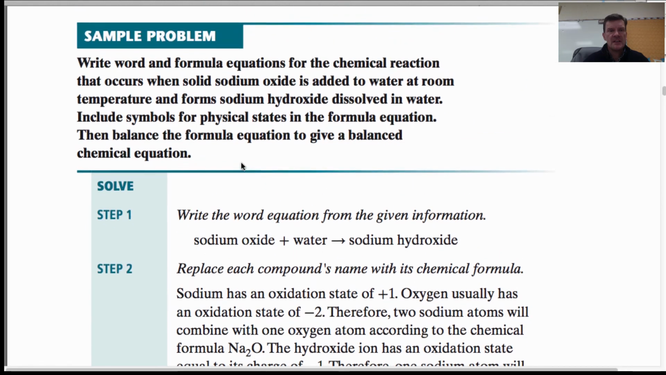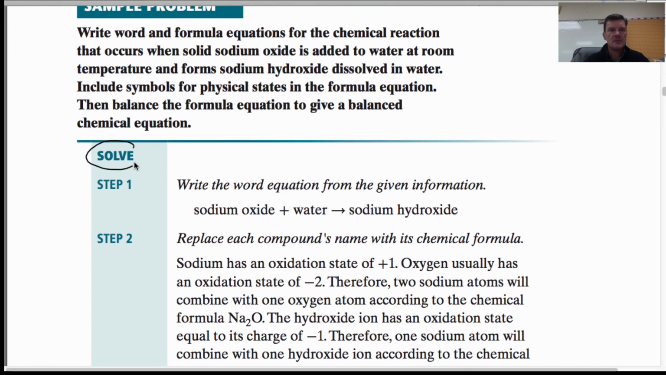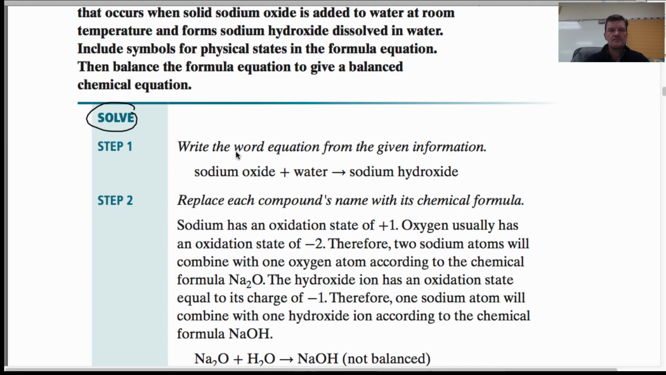Let's tackle this one right here as an example. We are going to write the words and the formulas for the following reaction. It says sodium oxide and water yield sodium hydroxide. So we have to think about our formulas now. We should be able to write the formula for sodium oxide.